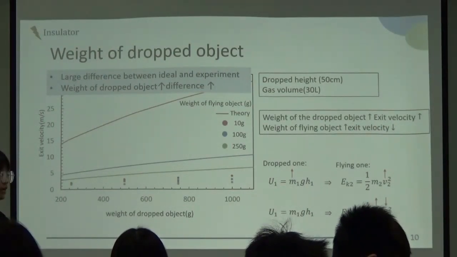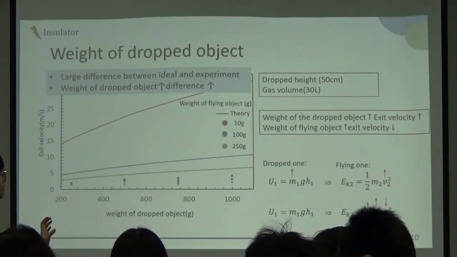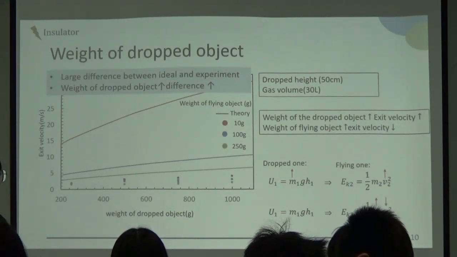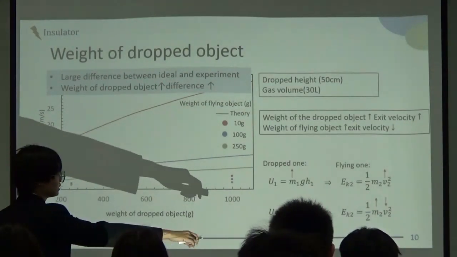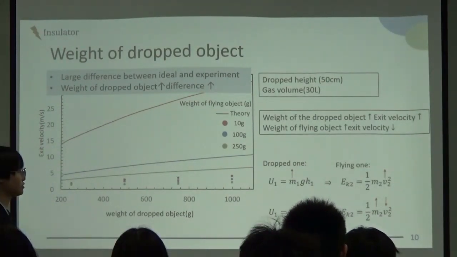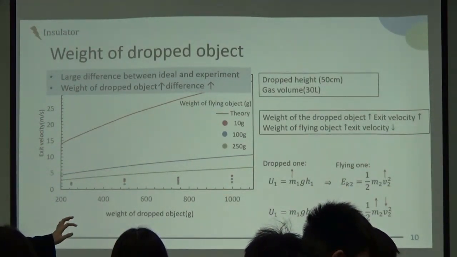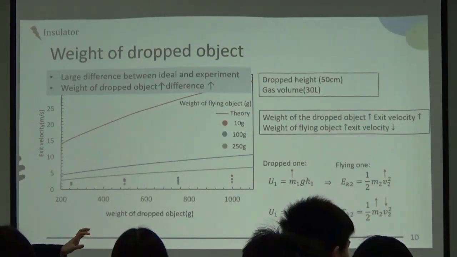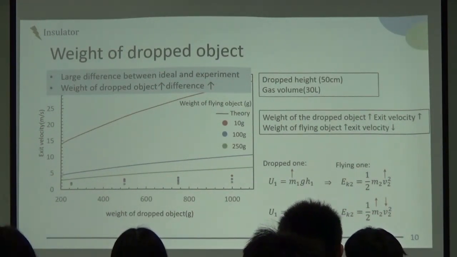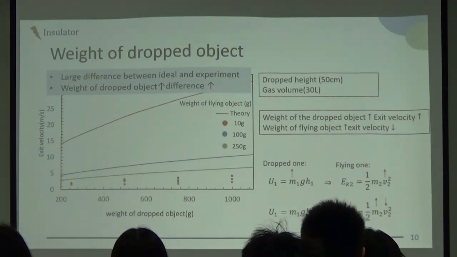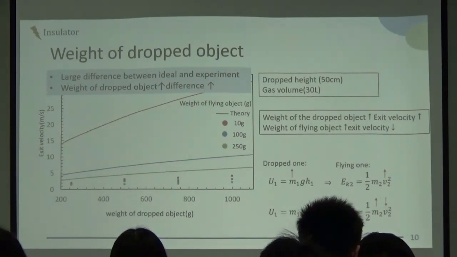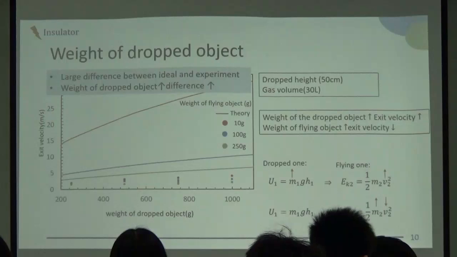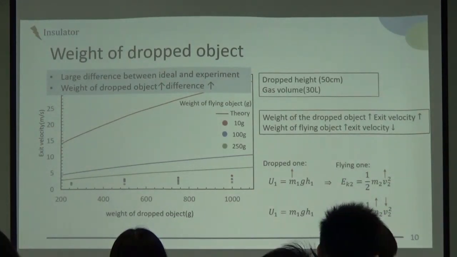The mass of the flying object is controlled, so as the mass of the dropped object increases, the velocity of the flying object will also increase. For the downhill path, because the height is controlled and the mass of the dropped object is controlled, the mass of the flying object and the velocity have a negative correlation. We can also see there's a large difference between the ideal and experimental values, and as the weight of the object increases, the difference will increase.